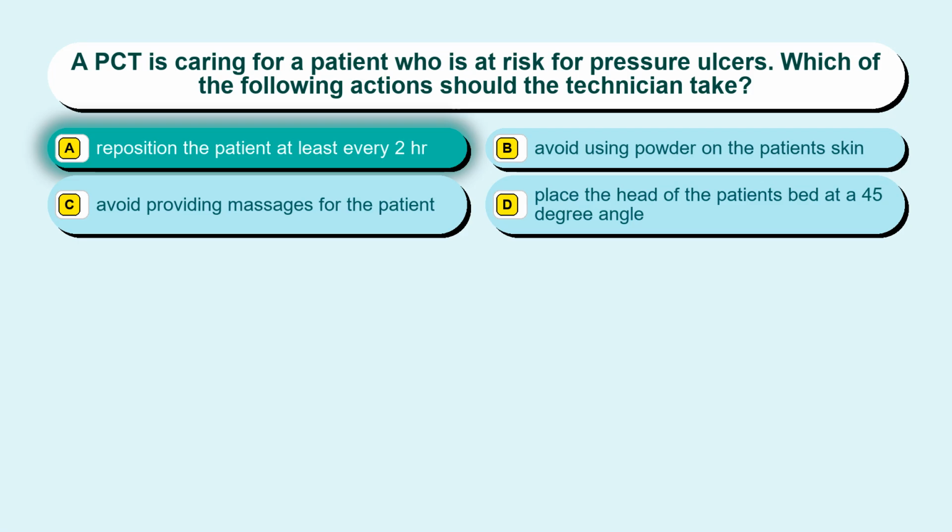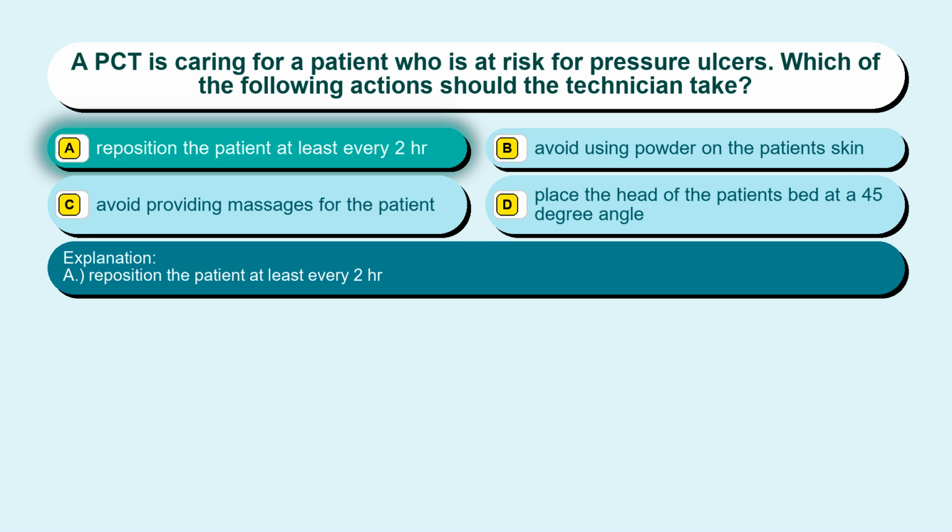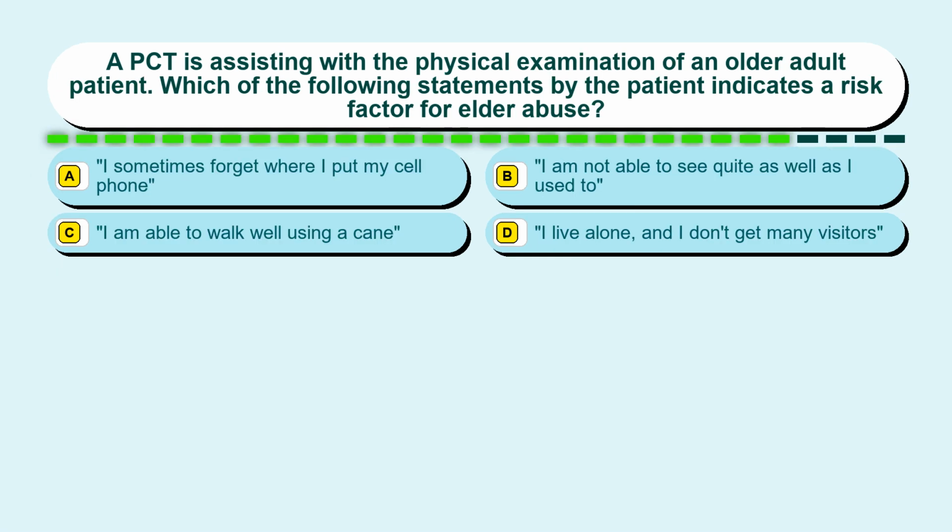The correct answer is option A, reposition the patient at least every 2 hours. Question 56. A PCT is assisting with the physical examination of an older adult patient. Which of the following statements by the patient indicates a risk factor for elder abuse?